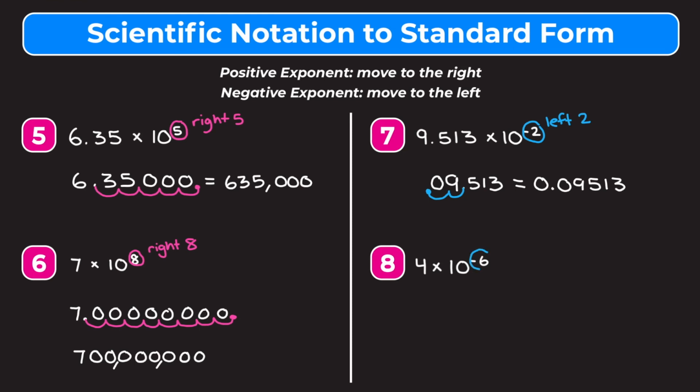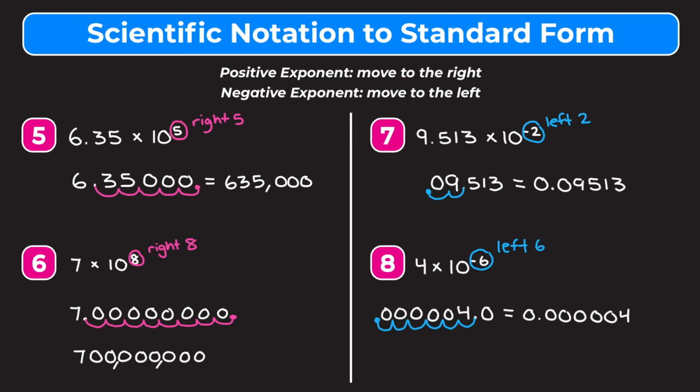And finally, taking a look at our last example, we have 4 times 10 to the negative 6th. Again, we have a negative exponent, so we're moving to the left. This time we're moving 6 places to the left. I'm going to start by rewriting 4 down here as 4.0 since it doesn't have a decimal point. And now I want to move that 6 places to the left. So I'm going to go 1, 2, 3, 4, 5, 6. My decimal point ends up there. I fill in these spots with zeros, and I can rewrite this as 0.000004.